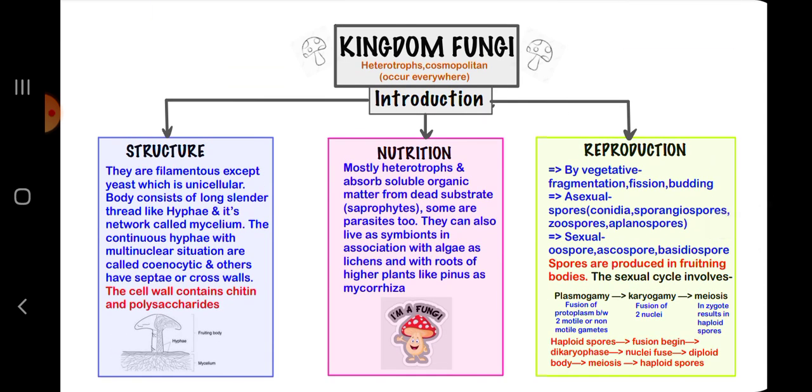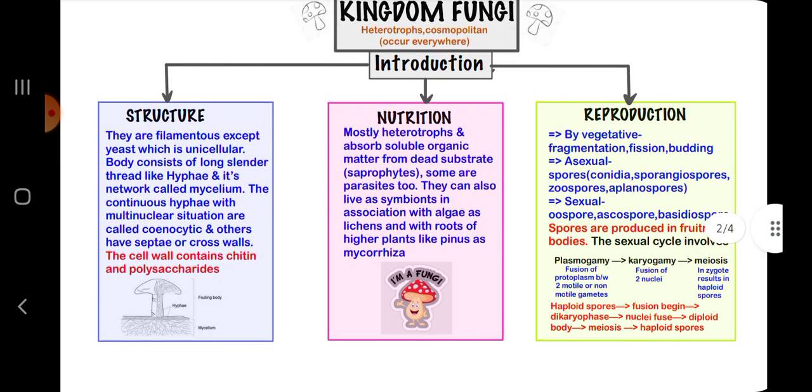Then kingdom Fungi, they are all heterotroph, cosmopolitan, that is they occur everywhere. They are filamentous except yeast, which is unicellular. Body consists of long slender thread-like hyphae and its network called mycelium. The continuous hyphae with multinucleate cytoplasm are called coenocytic and others have septa or cross walls. The cell wall contains chitin and polysaccharides.